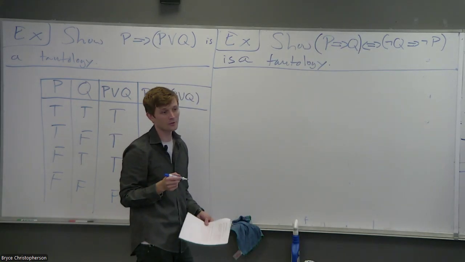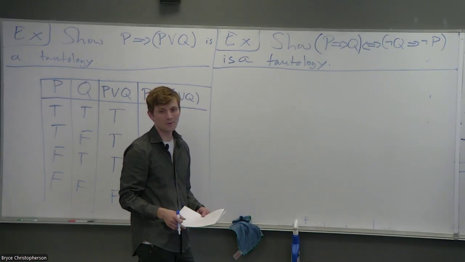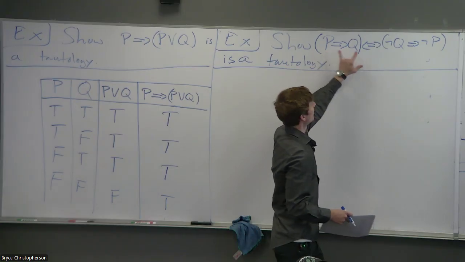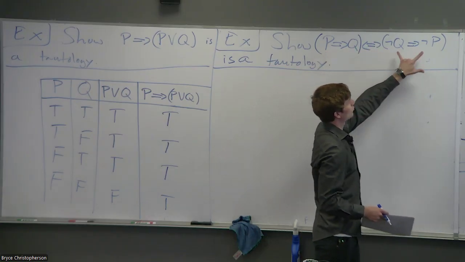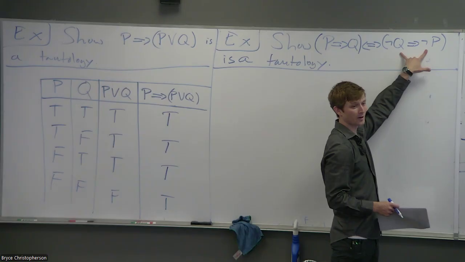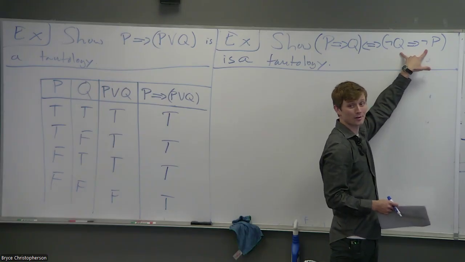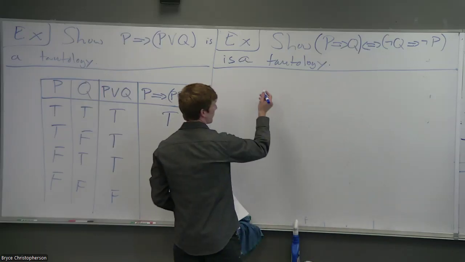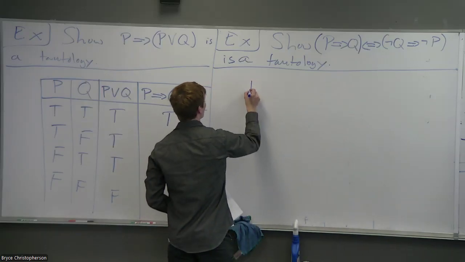implies not P is also a tautology. Oh, wait, what is this saying? It's saying that the implication P implies Q is logically equivalent to the contrapositive of the implication P implies Q. Yeah? So they say the same thing. That's what we noticed earlier. So let's just run through it.